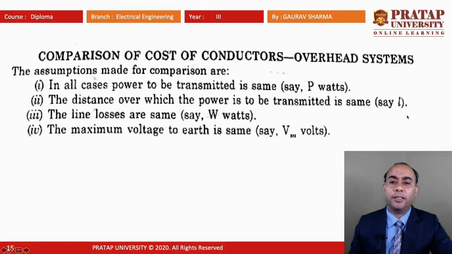The line losses are the same. These are W watts. The maximum voltage to earth is the same. It is Vm volts. So we made this assumption for the comparison.